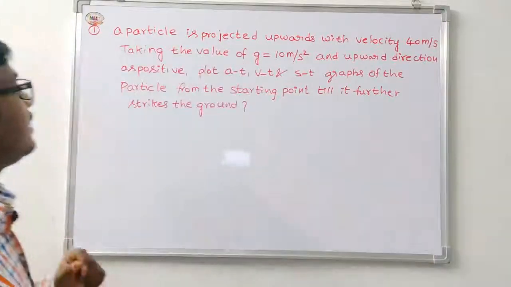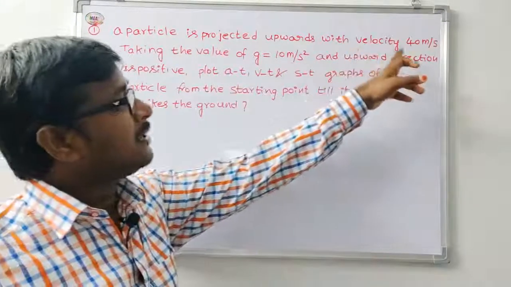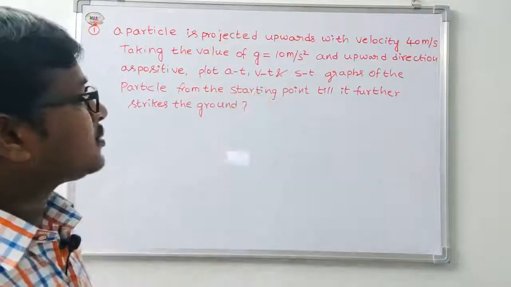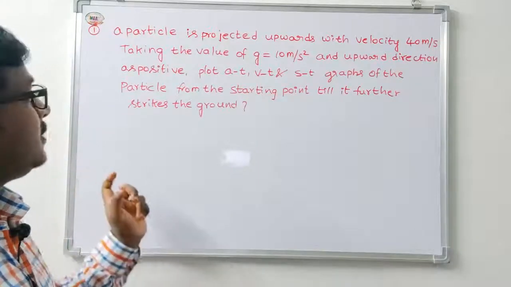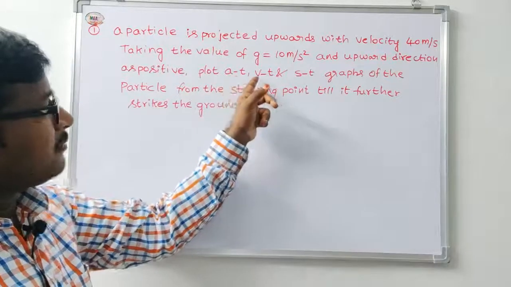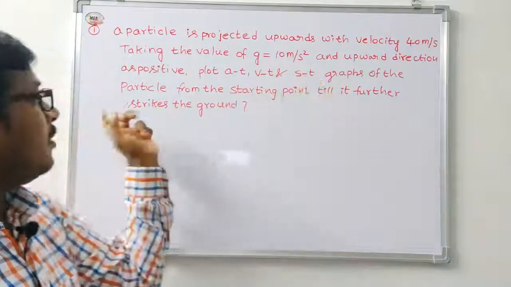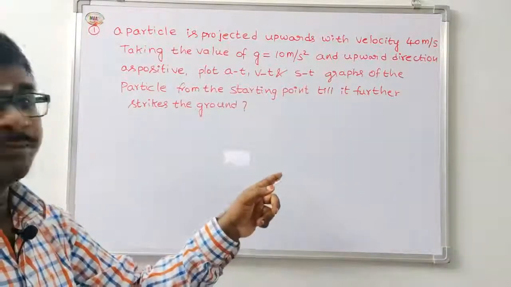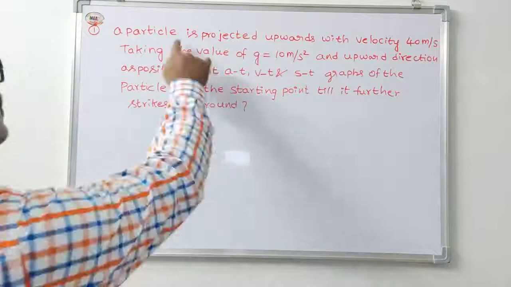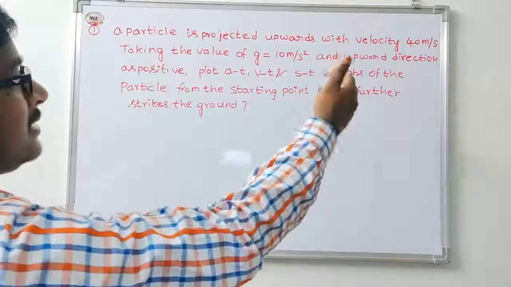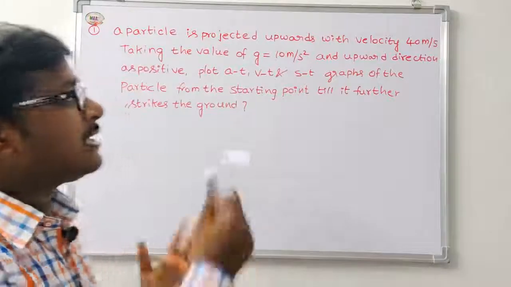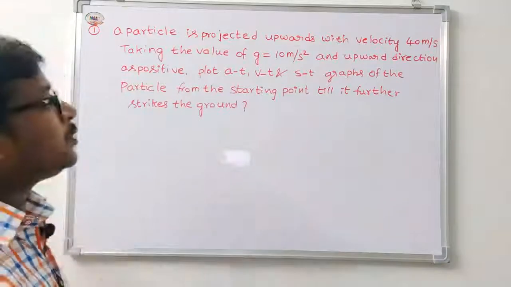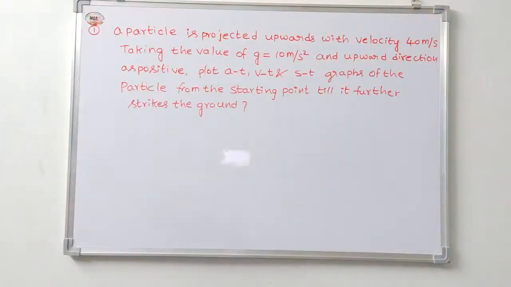The first problem, students: a particle is projected upwards with velocity 40 meter per second, taking the value of g equal to 10 meter per second square, and upward direction as positive. Plot the acceleration time graph, velocity time graph, and position time graph of the particle from the starting point till it strikes the ground. The initial velocity u is equal to 40 meter per second, and g is equal to 10 meter per second square.